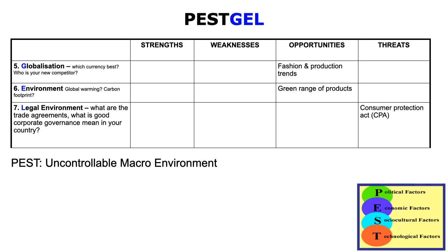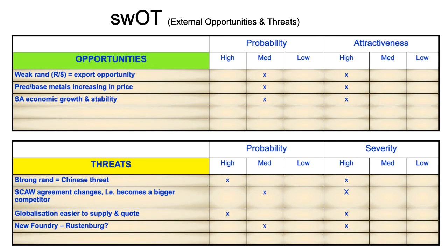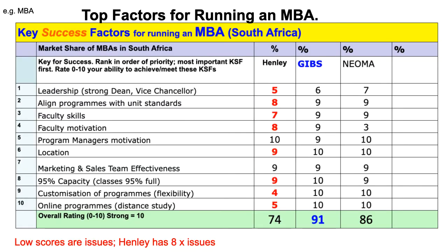So what is a SWOT analysis? Well, a SWOT analysis stands for strengths and weaknesses, and it's normally internally, inside your own organization. What are your internal strengths and weaknesses versus opportunities and threats, which are external? However, let's just go back a little bit.